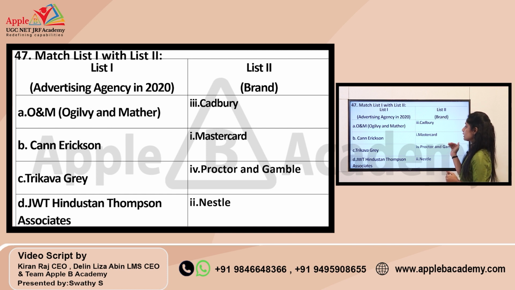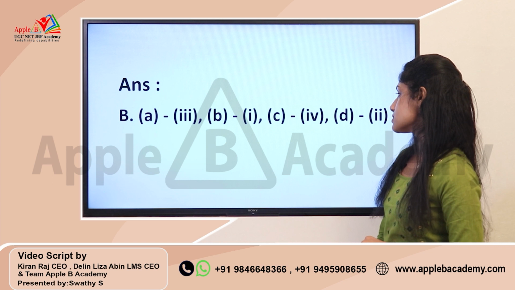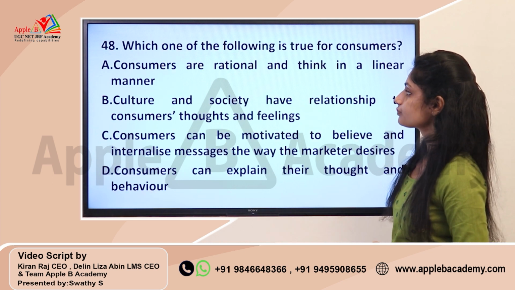O&M you can connect actually with Cadbury, Can Erickson is actually with Mastercard, Trikawa Gray is with Procter and Gamble, and JWT Hindustan Thompson Associates is actually with Nestle. So A3, B1, C4 and D2. That is option B, A3, B1, C4 and D2.